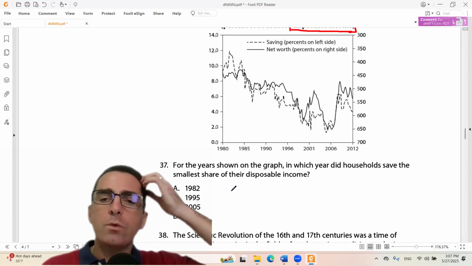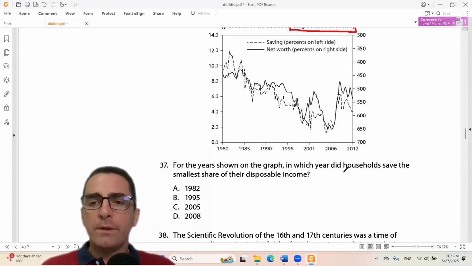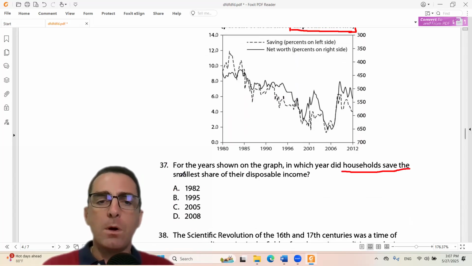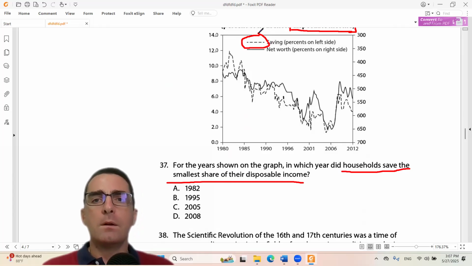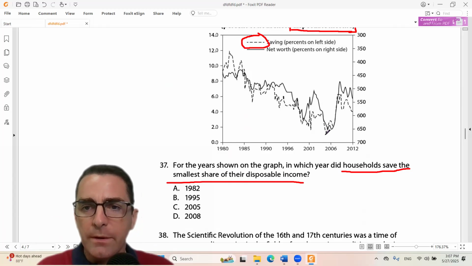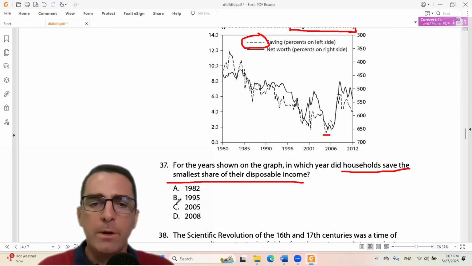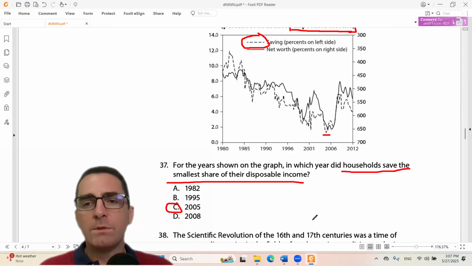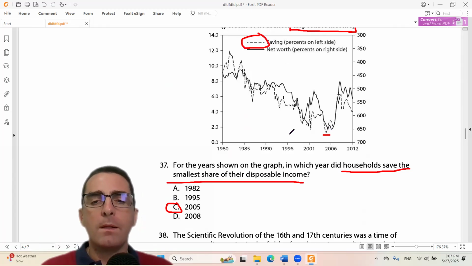For the years shown on the graph, which year did households save the smallest share of their disposable income? So we're looking for savings, which is the dotted line. Which year was that at its lowest? It's down here, isn't it? Yeah, it looks about there. 2005. There we go. That was quite easy. You can see the lowest point of this particular line, the savings line.